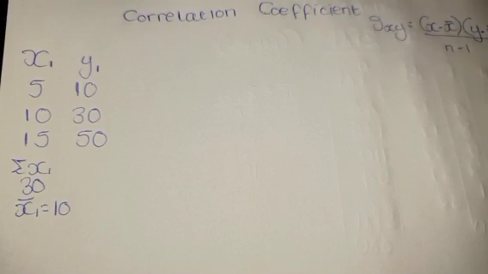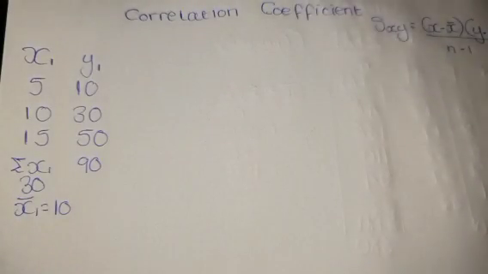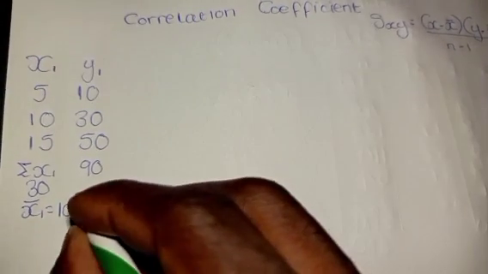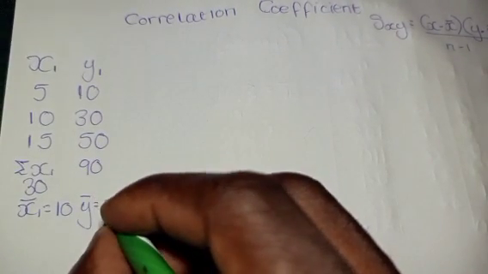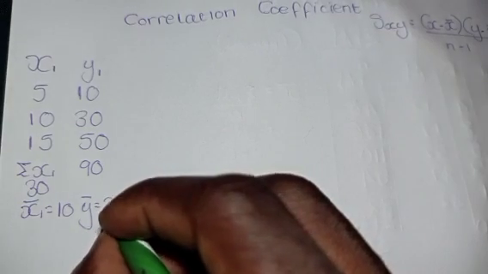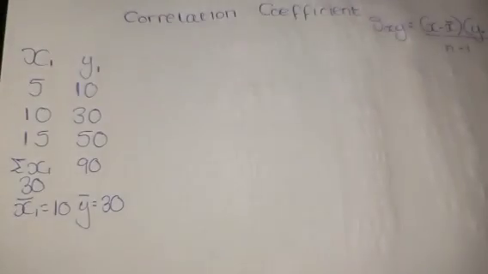Having done this, we also do the same for y. For y, we add 10 plus 30 plus 50, and you get 90. So 90 is the sum of y. Now that you have 90, you do the same to find the mean. You divide the 90 by 3, and you get 30. Remember, the 3 comes from counting the values of y you have been given.